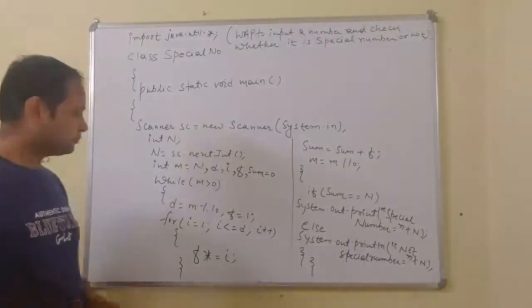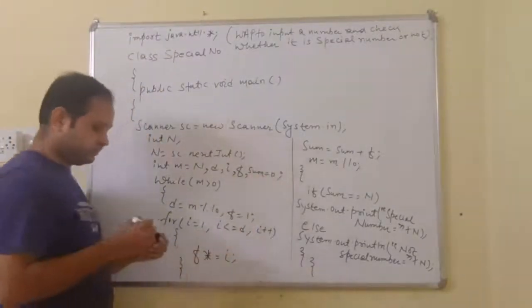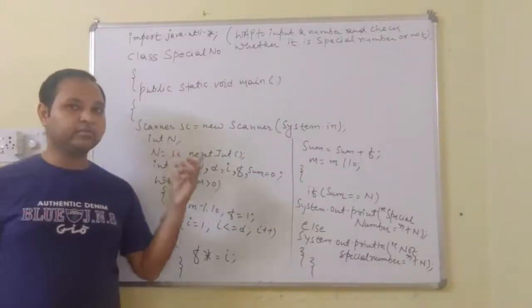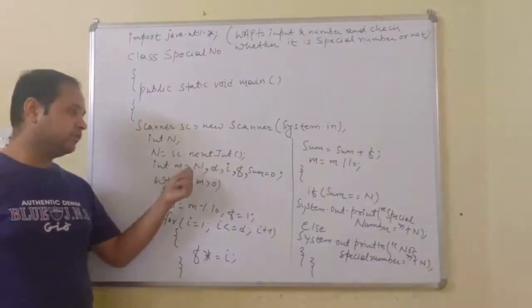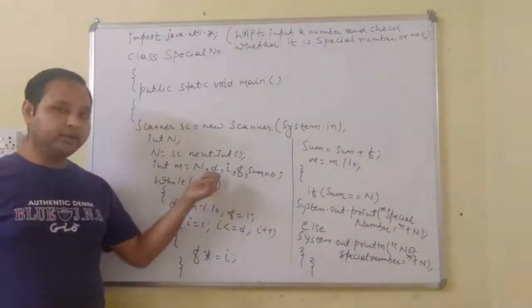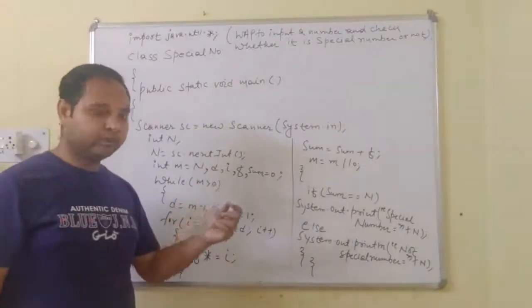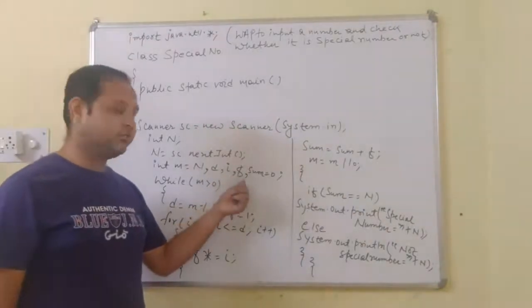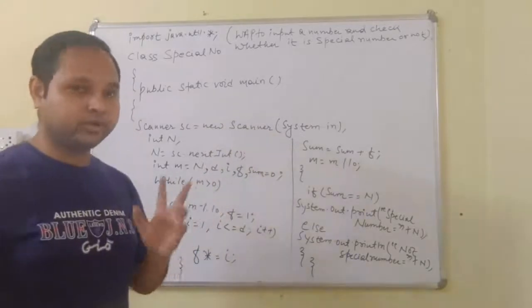Okay, so I explain this. I have taken the variable n to input the number and to check whether that number is a special number or not. Then I copied that number, or assigned that number, to a variable m. I take the variable d to get the digit from the number. Then i is the variable to run the for loop. f is the variable to find the factorial. Sum is the variable in which we will find the sum of the factorials.